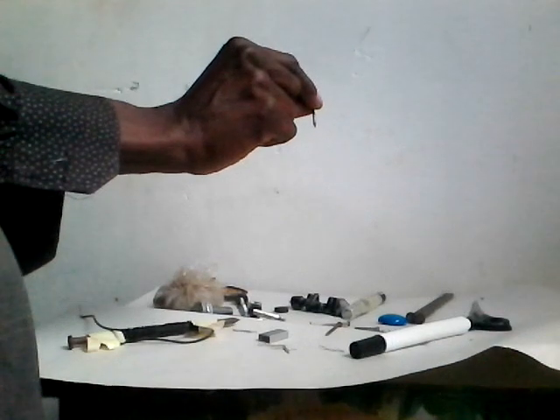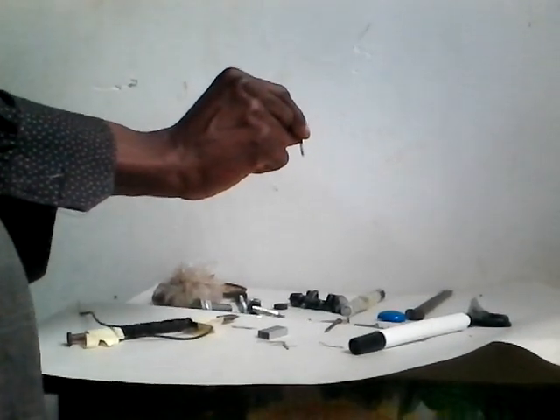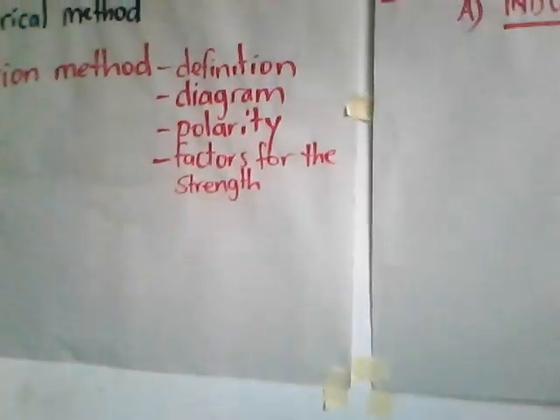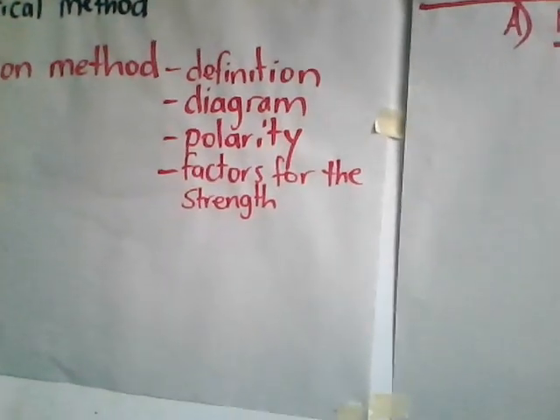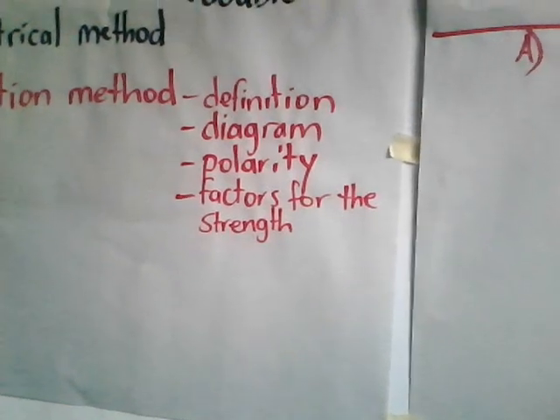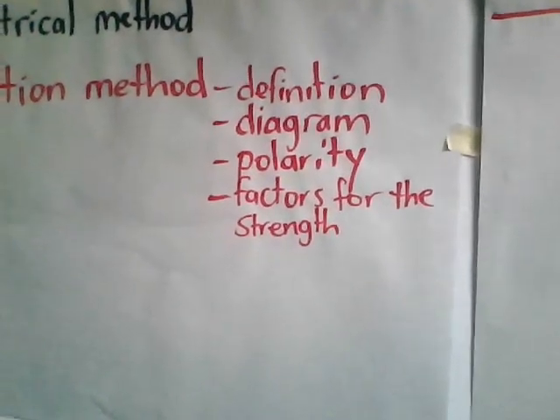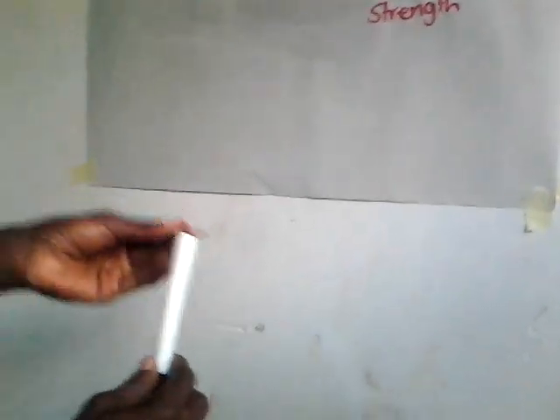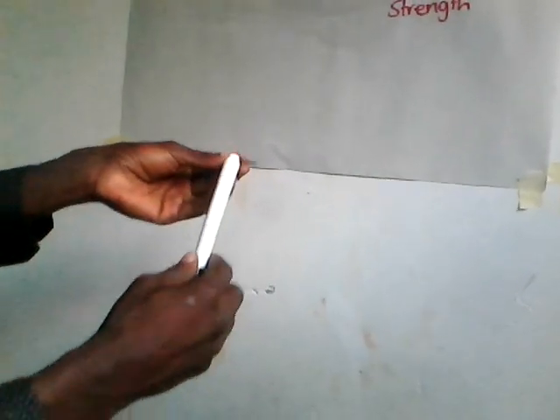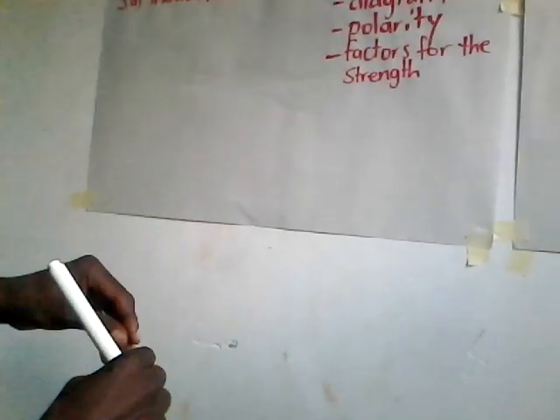The temporary magnets become demagnetized. They have lost their magnetism because they are out of the magnetic field of the permanent magnet. So, definition: this is a method of magnetization where a magnetic material is made into a magnet by bringing it close to a permanent magnet, by putting it into contact with the permanent magnet.